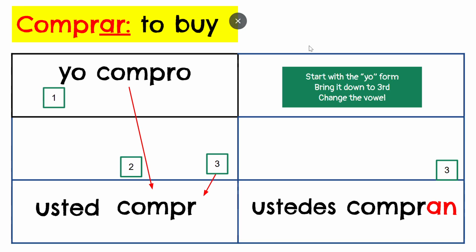Now I'm going to look at comprar. That's an AR verb. What is the opposite root vowel? It's going to be an E, compre. Now I'm commanding you, buy. In the ustedes form, it would be compran with an an. When I conjugate it, I need to switch it to the opposite vowel, compren. Now I've changed it to the command form.